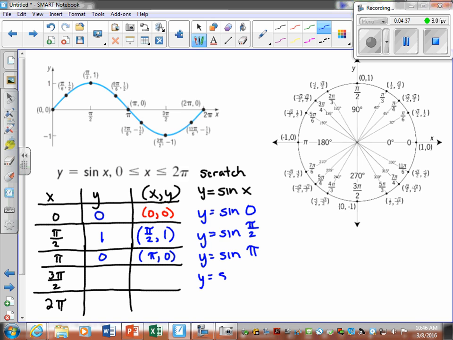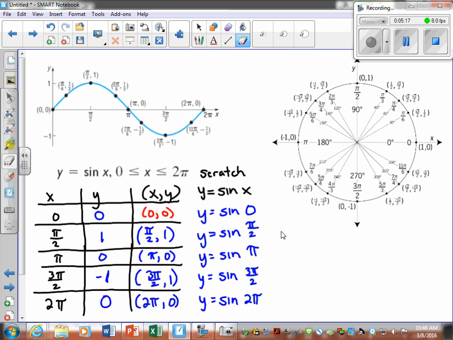2 more. y equals the sine of 3 pi over 2. We have our unit circle pulled up, so here's our 3 pi over 2. What's our y value? Absolutely, -1. Good job. So we have 3 pi over 2 comma -1, and our last one is 2 pi. So y equals sine of 2 pi. 2 pi puts us back over here, right back where we started. And that value is going to be 0. So 2 pi comma 0. Now we're left with ordered pairs, 5 of them in particular. So 0, 0. Okay, now let's go up onto our graph and plot these.